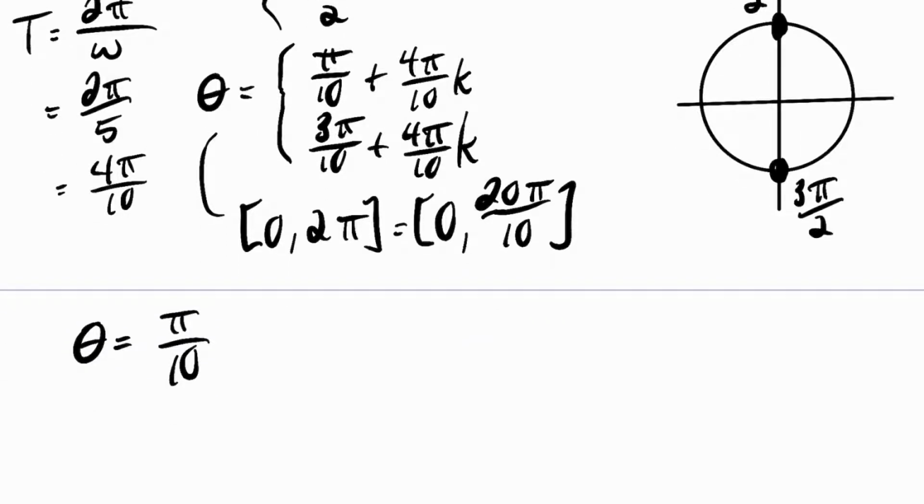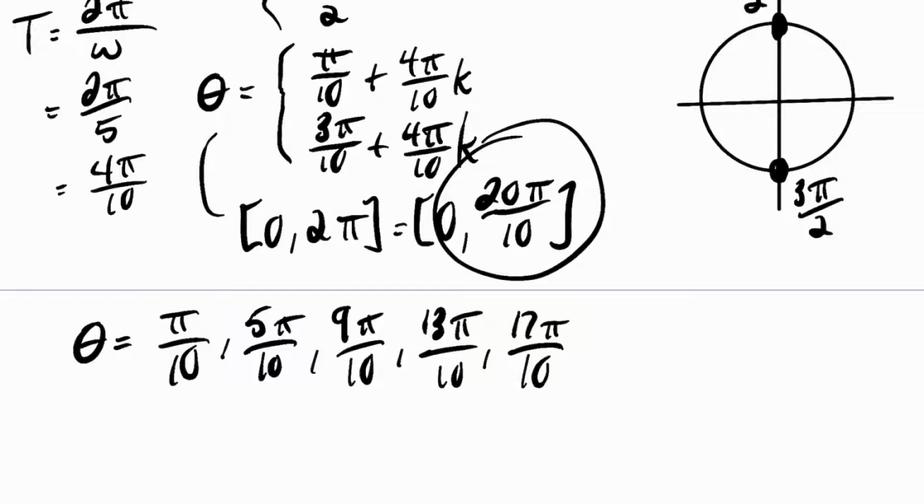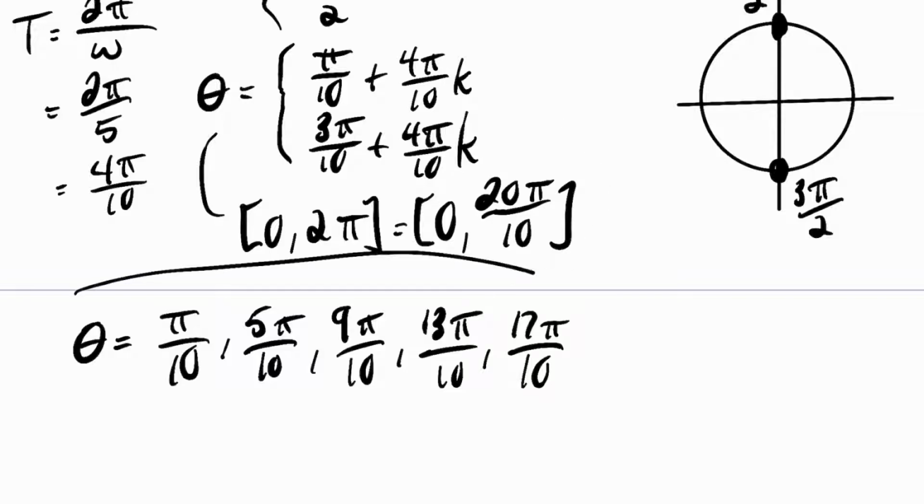So now if I add 4 pi over 10, that's going to be 5 pi over 10. If I add again, I'll have 9 pi over 10. If I add again, I'll have 13 pi over 10. If I add it one more time, I'll have 17 pi over 10. I'm adding 4 pi over 10 each time. Now if I add 4 pi over 10 again, I'll get 21 pi over 10, but that is greater than 2 pi, so it's outside the interval. So these are all the solutions.